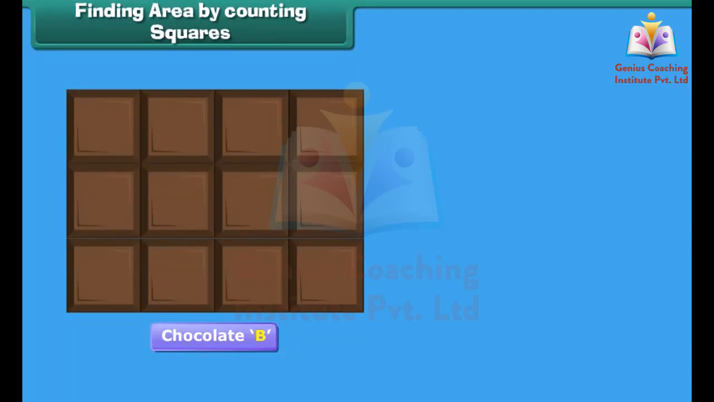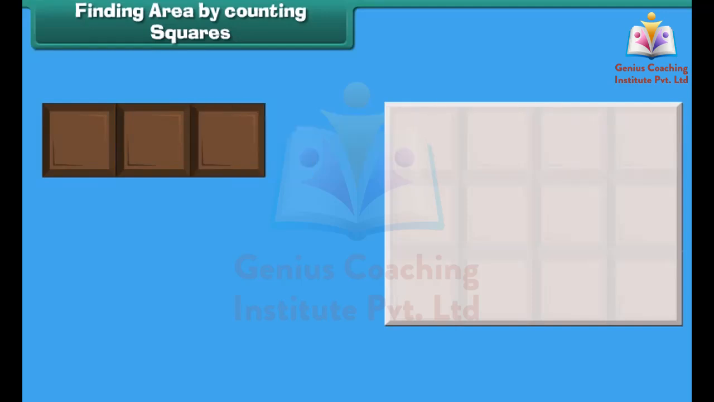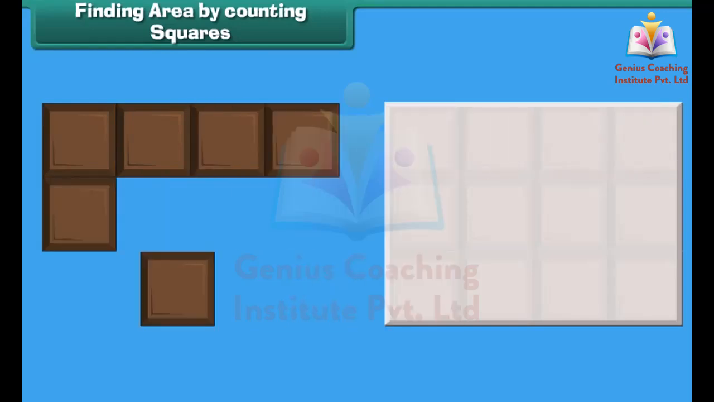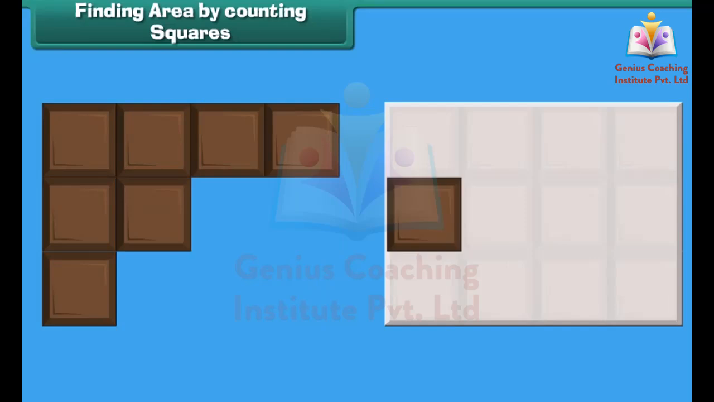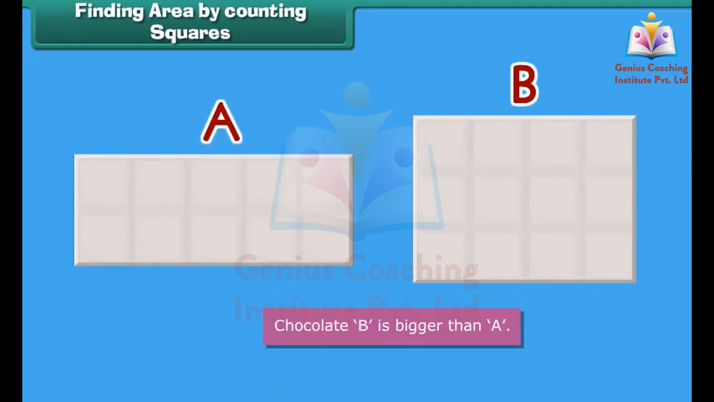Now let us find the area of chocolate B. The length of the chocolate B is 4 centimeters. Its width is 3 centimeters. So, 4 squares can be arranged along its length and 3 squares can be arranged along its width. In total, 12 squares can be arranged on this chocolate. Can you tell what would be its area? Very easy. It's 12 square centimeters. So, among chocolates A and B, chocolate B is bigger in size.